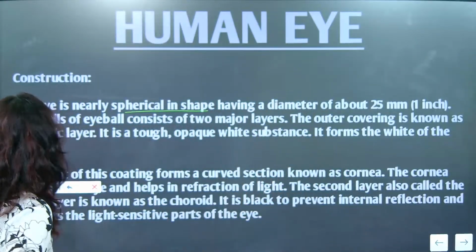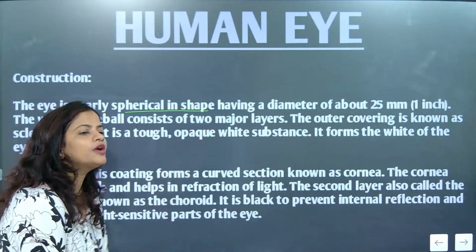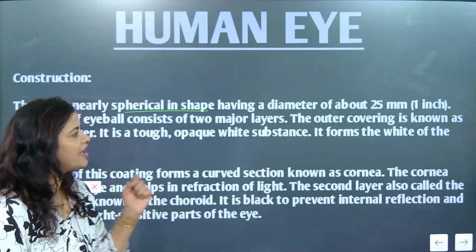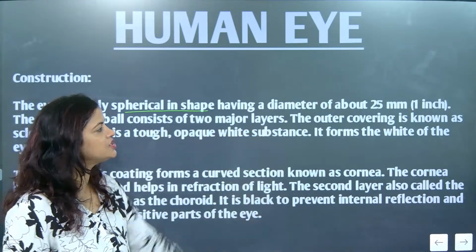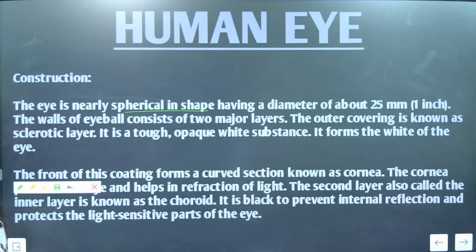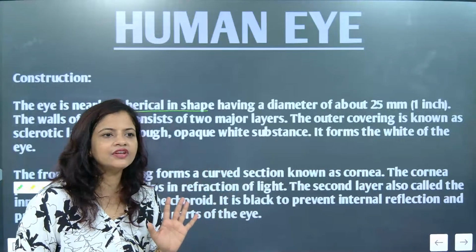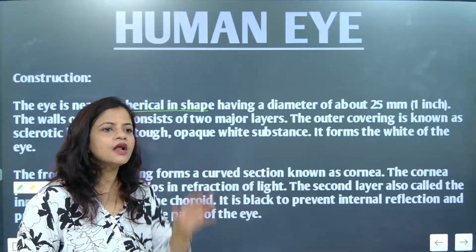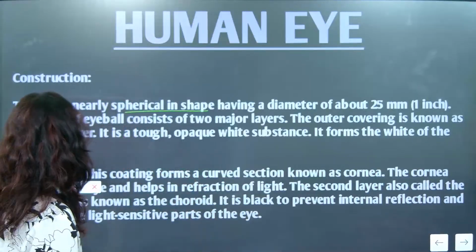Now let's talk about this. So the eye is nearly spherical in shape, having a diameter of about 25 mm, that is 1 inch. The wall of the eyeball consists of two major layers. The outer layer is known as the sclerotic layer, which we have already studied. The white color layer, made of tough tissues. That part we have already studied.